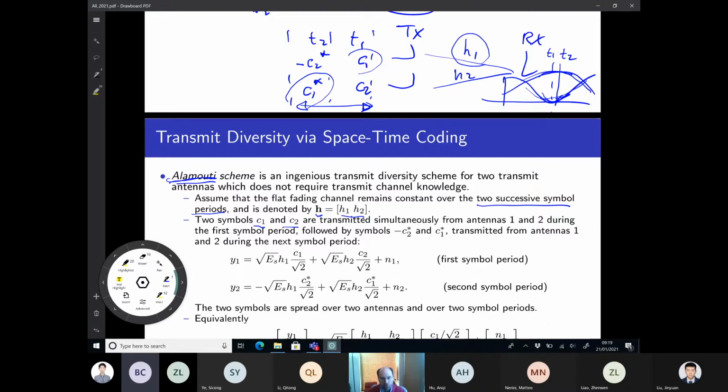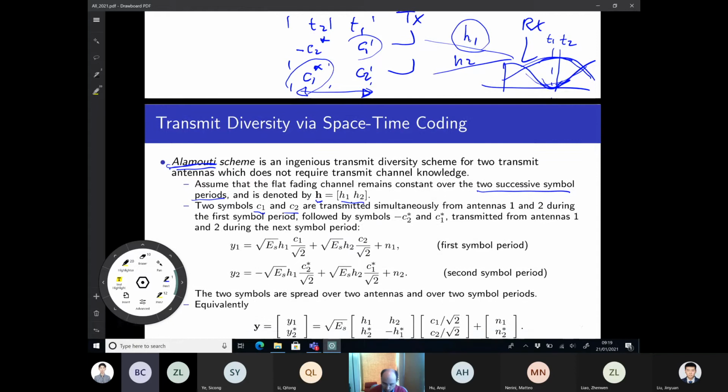So if we do this, let's look at our received signal. We have two symbol periods, so we're going to have two observations, at time T1 and at time T2. I'm going to have C1 multiplied by H1 plus C2 multiplied by H2. That's what is received at the receiver. That's what I see here: C1 multiplied by H1, C2 multiplied by H2, plus some noise.